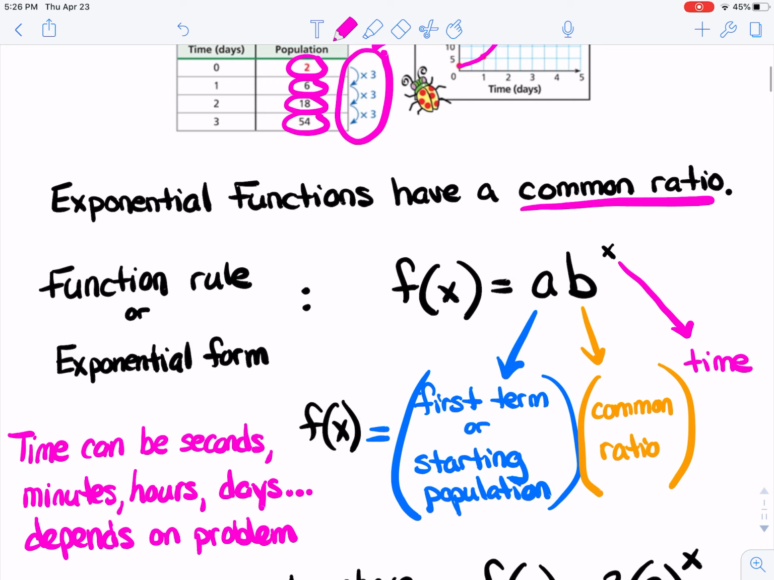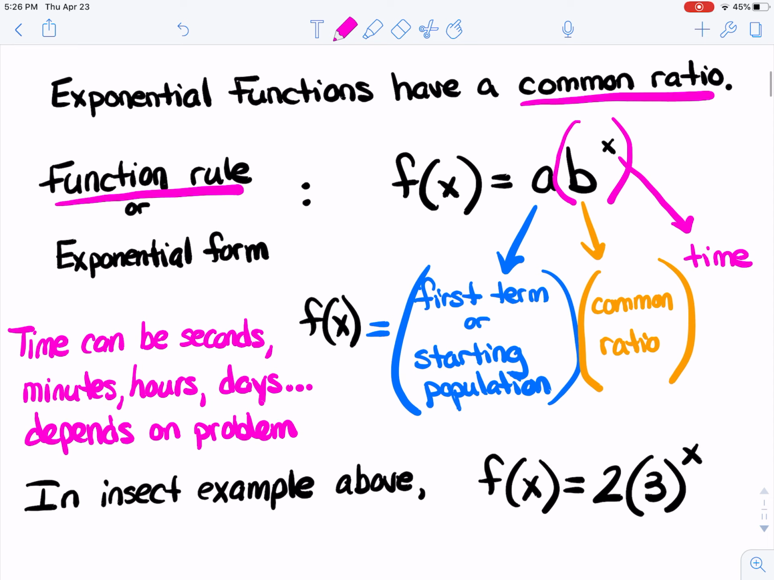So you're going to hear the word function rule. That is basically putting an equation in function notation or exponential form. That form is f of x equals a times b to the power of x. Now only b is raised to that power of x. So don't multiply a times b first and then raise it to the power x. That would be incorrect. You must take b, raise it to the power of x, and then multiply it by a.